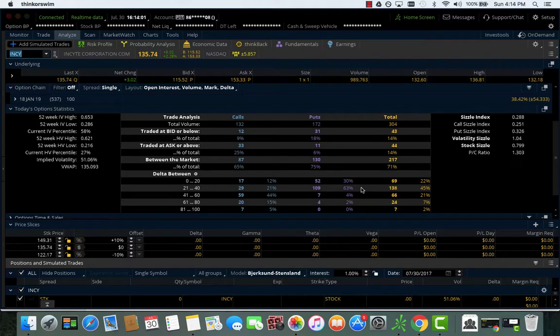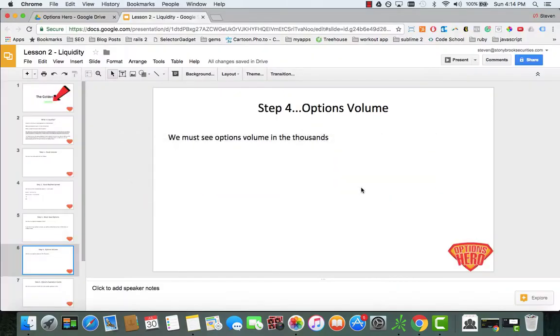Which stock are people participating more in? Where is there more competition? It's Facebook. No one cares about INSEE. Clearly, again, it's not all talk. This is action. By their actions, no one cares at all about INSEE because, again, 300 contracts, that's nothing. I trade more than 300 contracts in a day. So, going back now, step number 4, we must see options volume in the thousands. If we do not see that, we walk away.